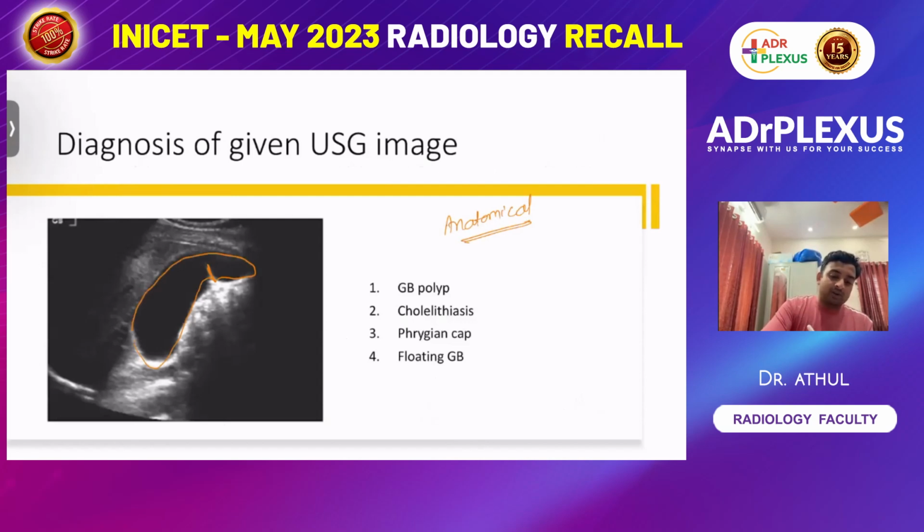And you know this is not a polyp, this is not polylithiasis, this is not a floating gallbladder. This is within the liver only. It is not going anywhere, so it is not a floating gallbladder. So this is the Phrygian cap. Here you are seeing the cap-like structure. So this is a Phrygian cap.